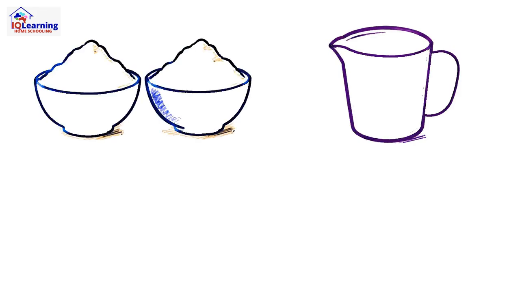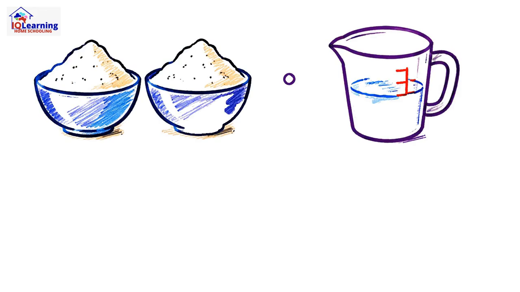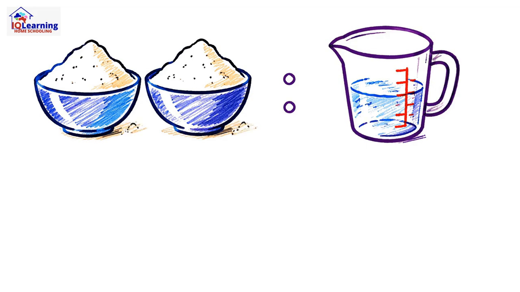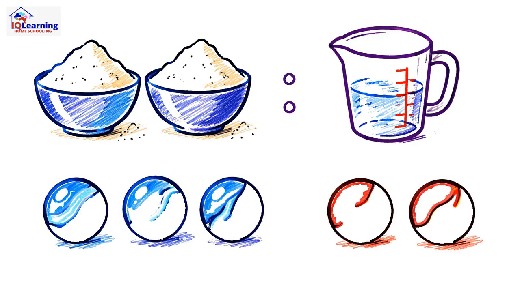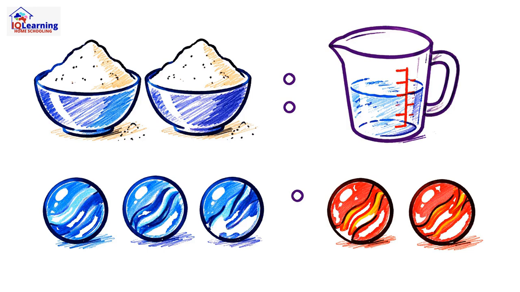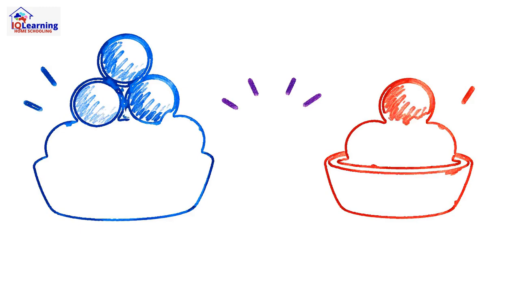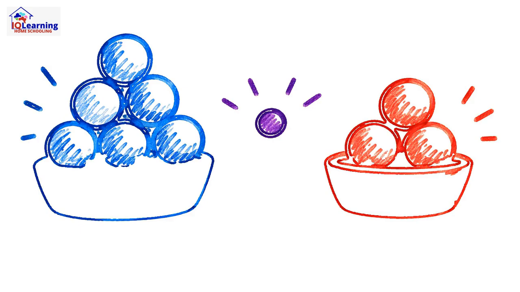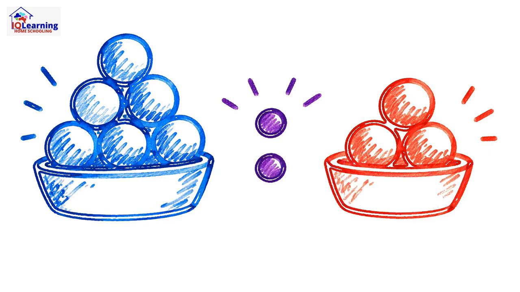Have you ever followed a recipe that asked for 2 parts flour to 1 part water? Or noticed that for every 3 blue marbles in a bag, there are 2 red ones? This is the language of ratio. It's not about adding, it's a way of showing a fixed relationship between quantities. We write this relationship using a colon.